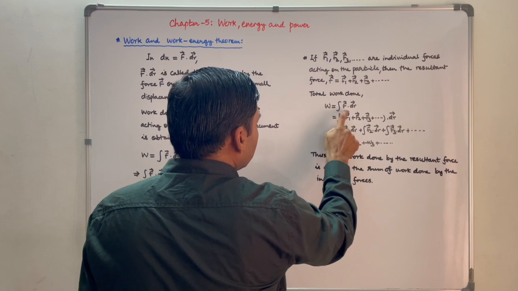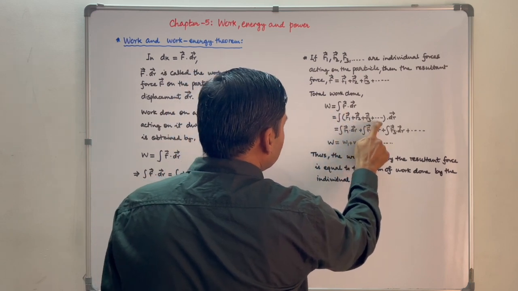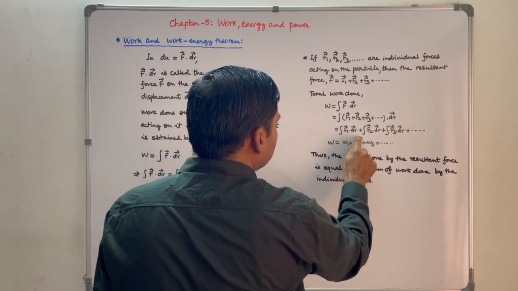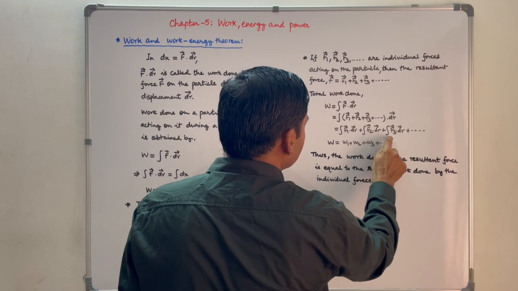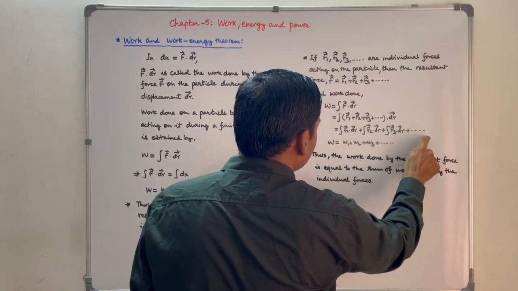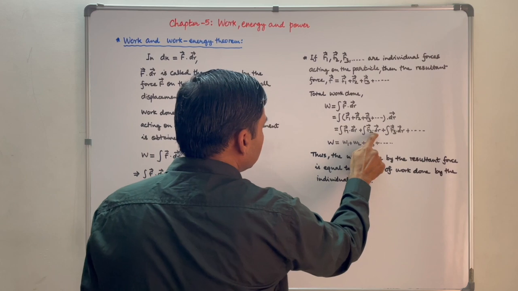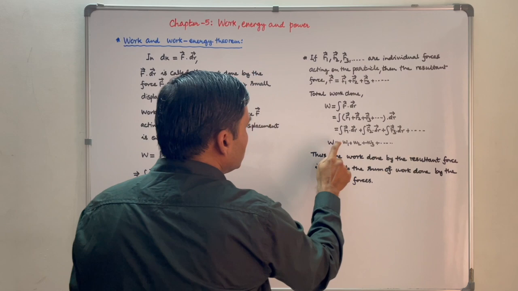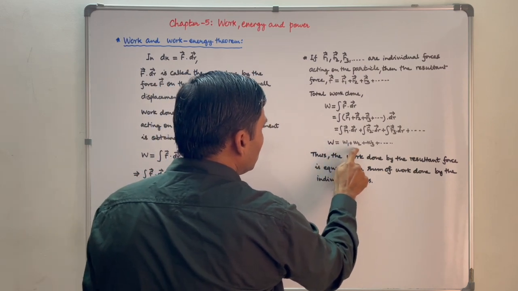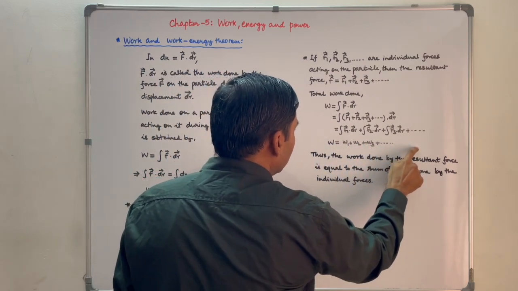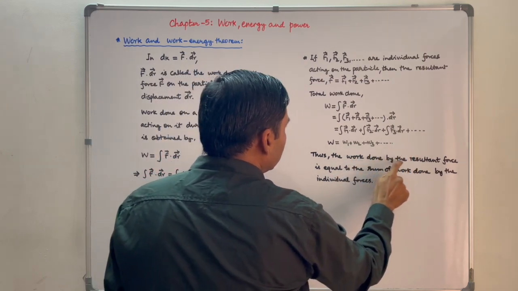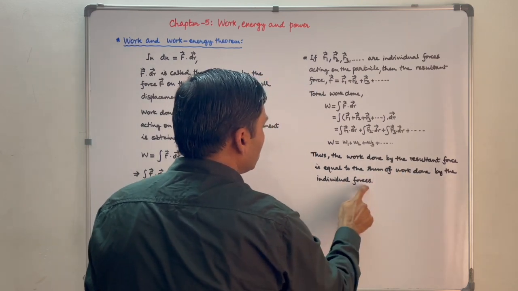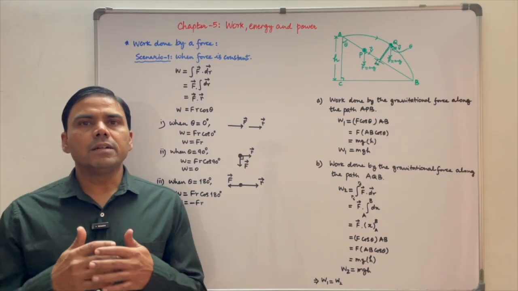In place of F, we can write F1 plus F2 plus F3 plus and so on. Now, this can be split as integration of F1 dot dr plus integration of F2 dot dr plus integration of F3 dot dr plus and so on. This can be written as W1, W2, W3 plus and so on. So, W is equal to W1 plus W2 plus W3 plus and so on. What it means is work done by the resultant force is equal to the sum of work done by the individual forces.